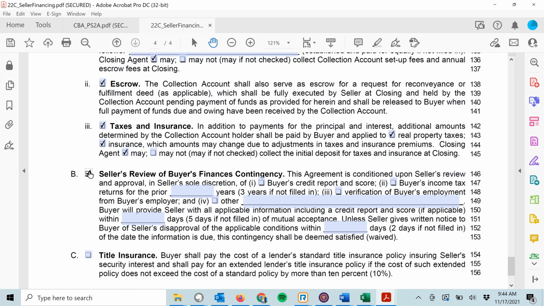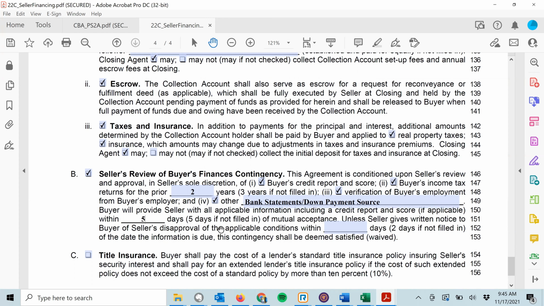Seller's review of buyer's financing contingency. So this is where you're giving the seller the legal opportunity to look at the buyer's income and credit and all of this, right? So I would say 2 years, employment, other, I would look at bank statements, down payment, source, something like that, document down payment source. Buyer will provide seller all applicable information, including credit report and score, within blank days. So you could make that faster, shorter, whatever.